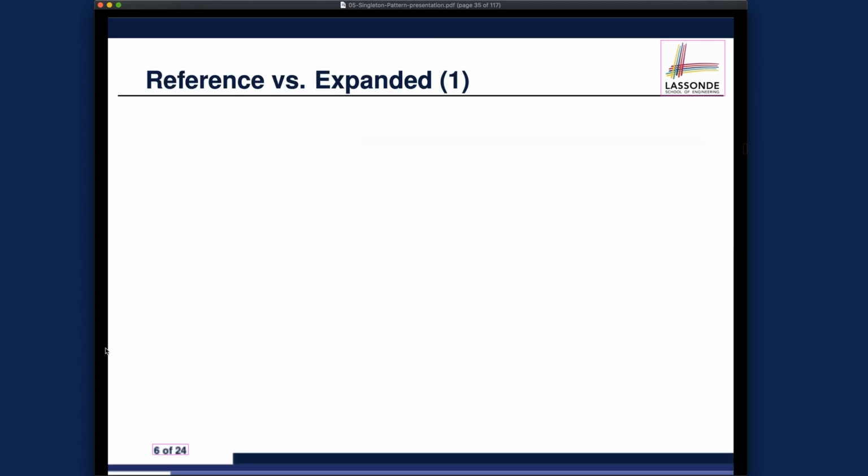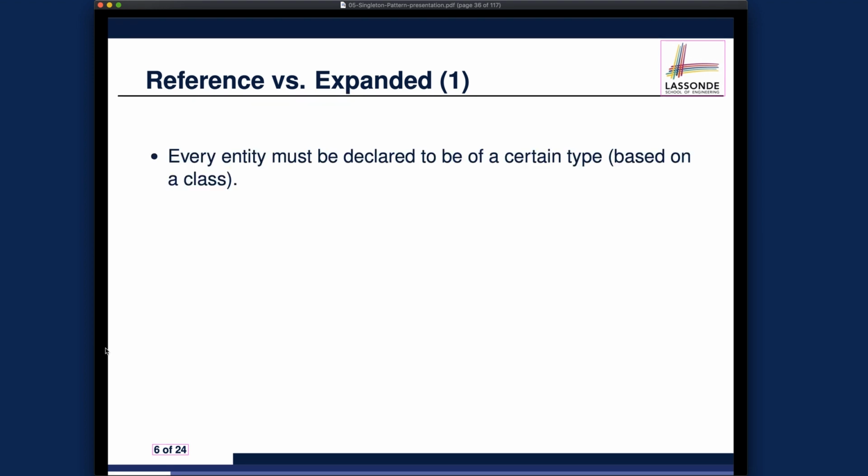Okay, let's now move on to one more summary of the details before I present to you one design problem that you can solve. Let's say every entity must be declared to be a certain type based on the class. So what I meant was it can either be referenced or expanded, right? We already illustrated the difference syntactically, so you should know how to use the keyword expanded.